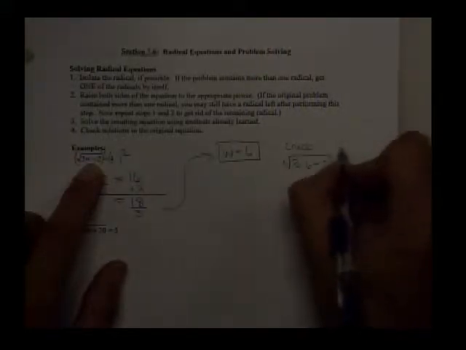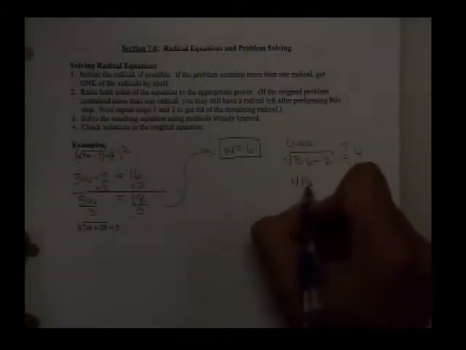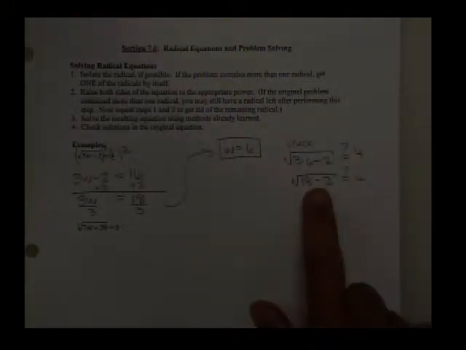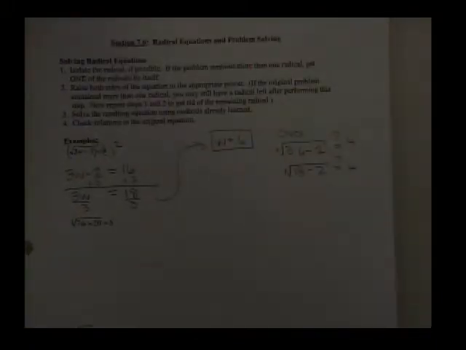So I get the square root of 3 times 6 minus 2. I want to know if that's equal to 4. 3 times 6 is 18, 18 minus 2 is 16, and the square root of 16 is equal to 4. So that solution worked.